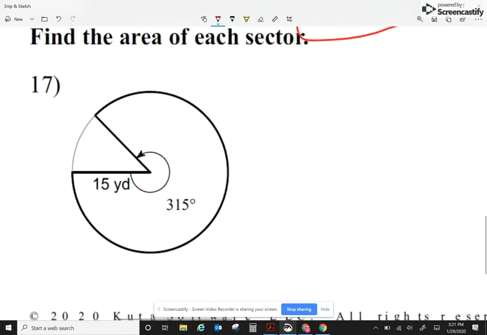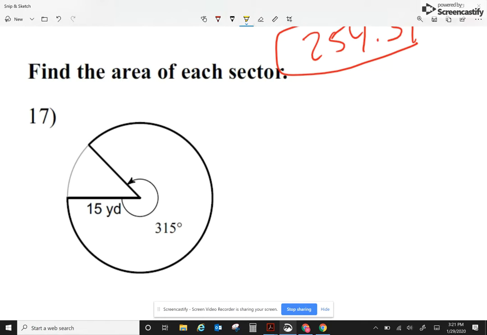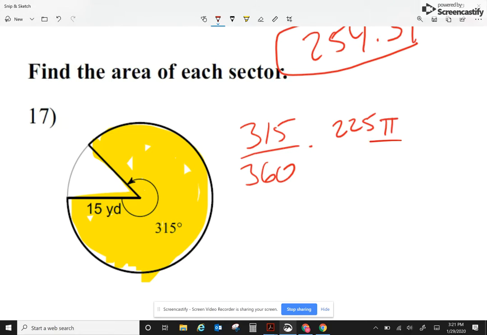Now, number 17, we were working on this yesterday. I'm looking for the area of part of a circle. So I'm not looking for the whole circle. I'm looking at the area of part of a circle. I'm just going to go 315 over 360. That's how much I have of the circle. And I'm going to multiply this by 225 pi. 225 because it's radius squared, 15 times 15.